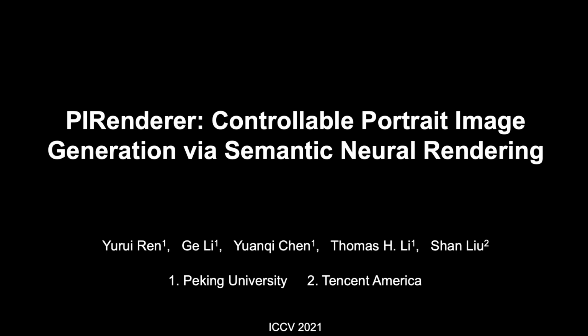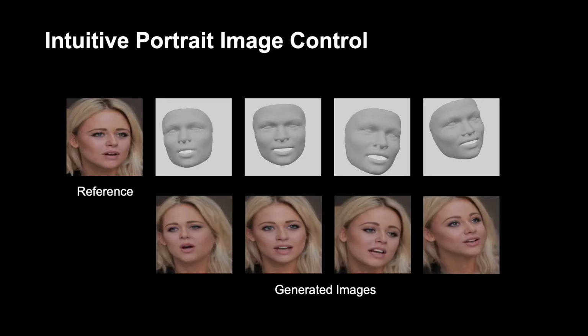I'm going to introduce our paper named PIRenderer, Controllable Portrait Image Generation via Semantic Neural Rendering. In this paper, we deal with the portrait image editing task, which requires generating images by modifying the expressions and rotations of a given reference image.